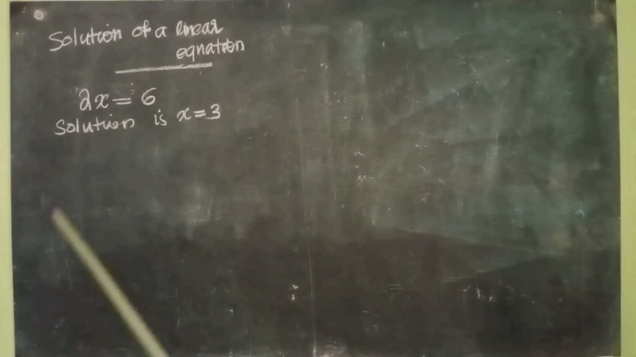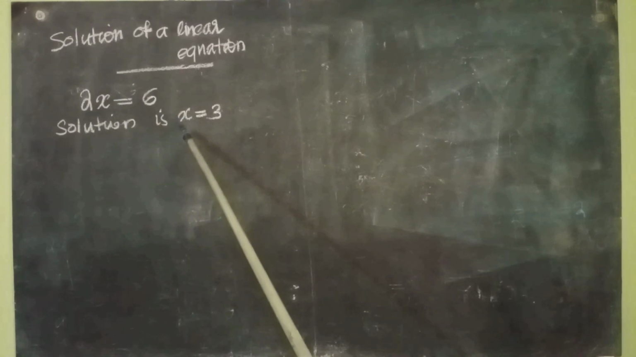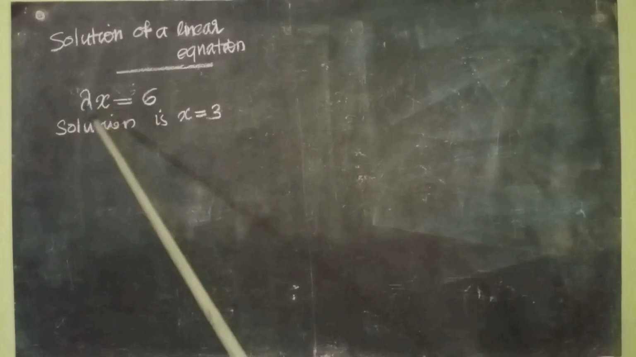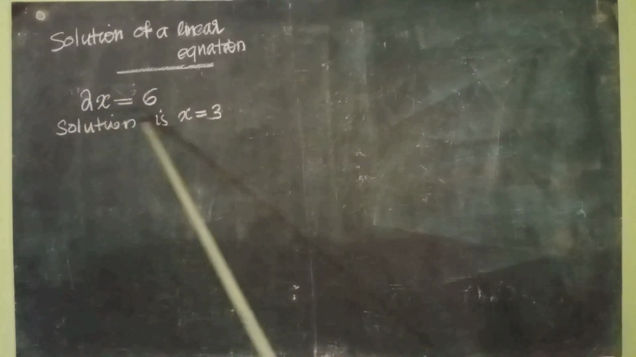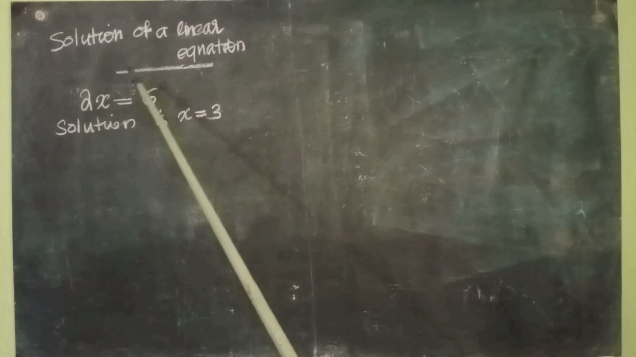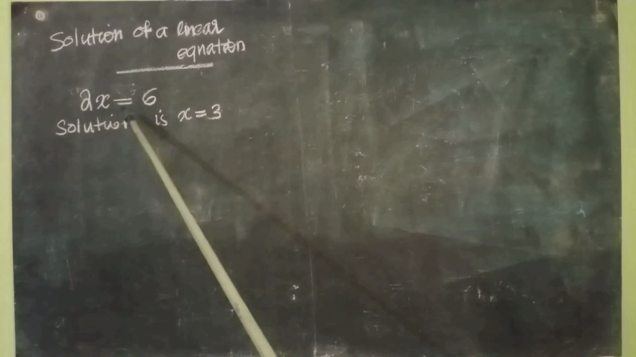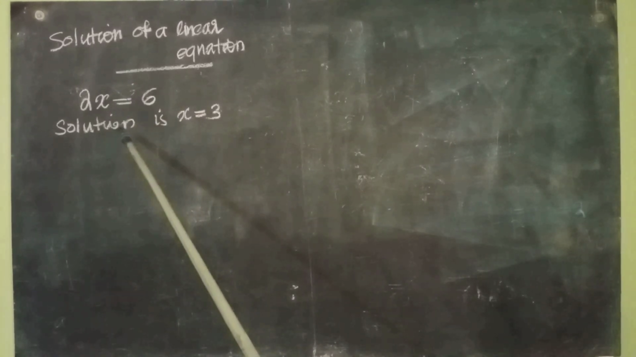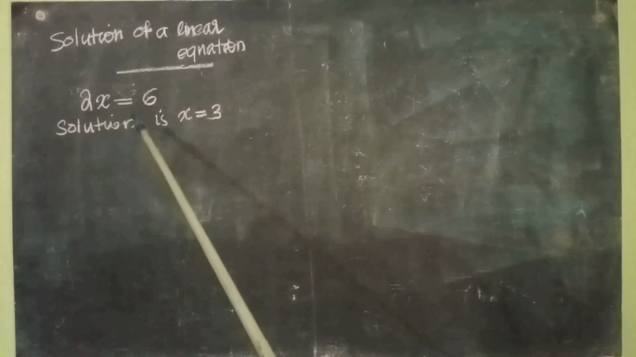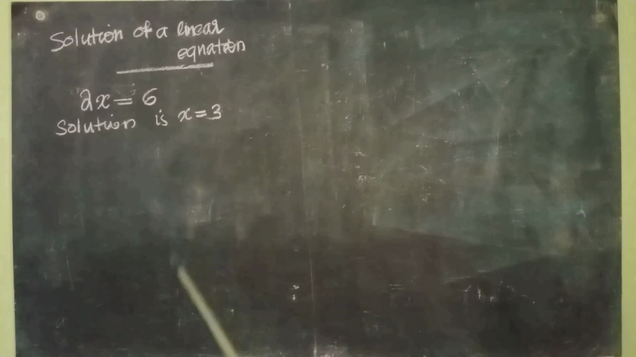Can you find any other solution for this equation? We cannot find any other value for x satisfying this equation. x equal to 3 is the unique solution. So, a linear equation in one variable has unique solution. Unique solution means only one solution.